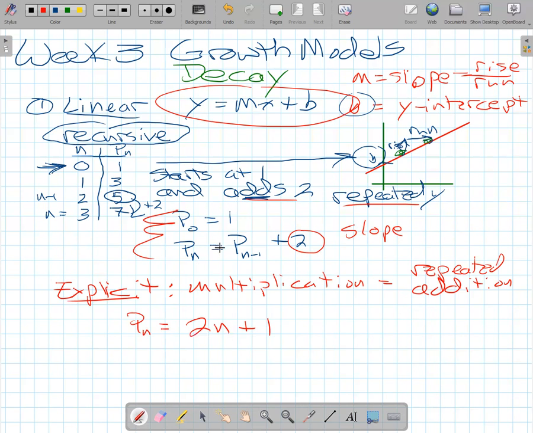With the recursive one, if I said, find me the 100th, what's going on in the 100th month? Well, one at a time, you have to add 2 over and over and over again, and that's kind of tedious. So the shortcut for the explicit equation is kind of nice, because it immediately gets us to that 100th position if we need it.